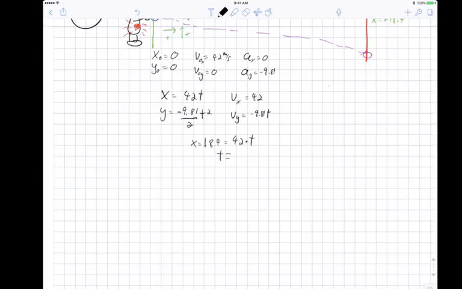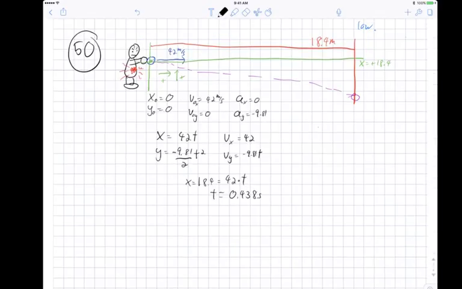Right. So I want to calculate the time it reaches the end. 18.4 divided by 42 is 0.438 seconds, and so y at that time is 4.9 times 0.438 all squared.